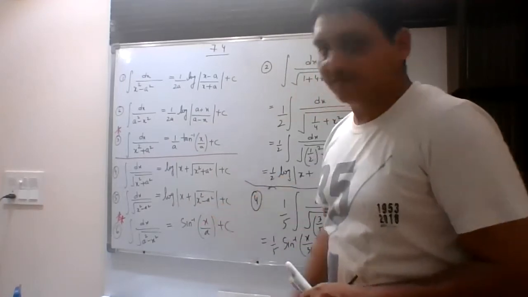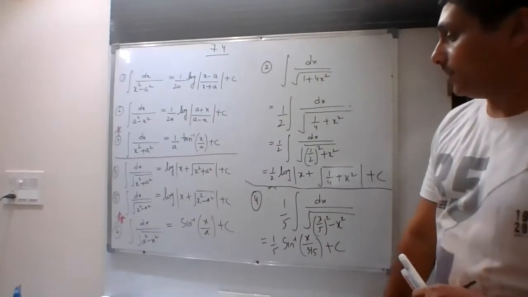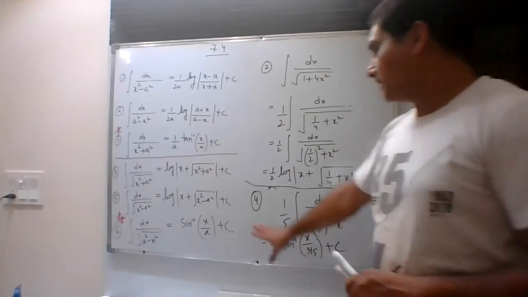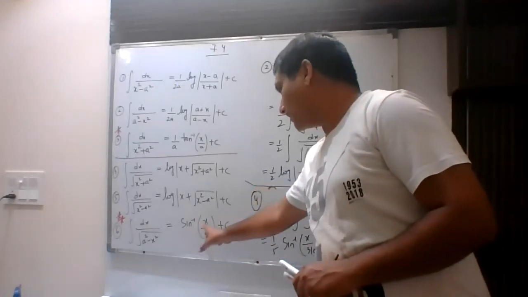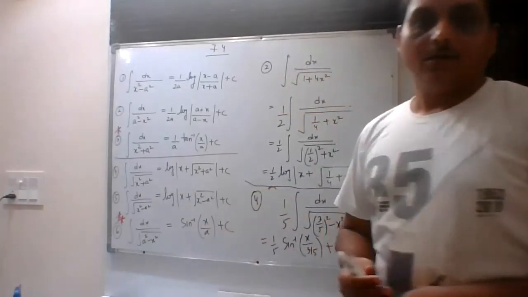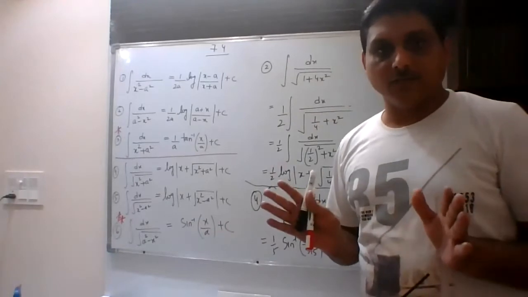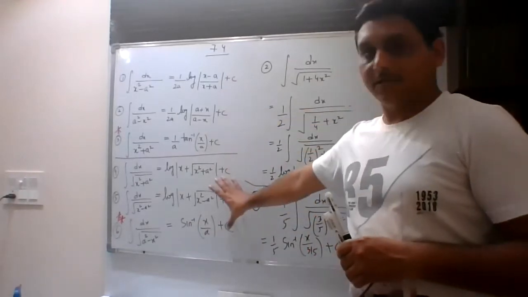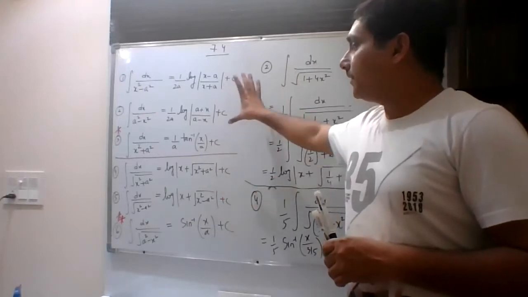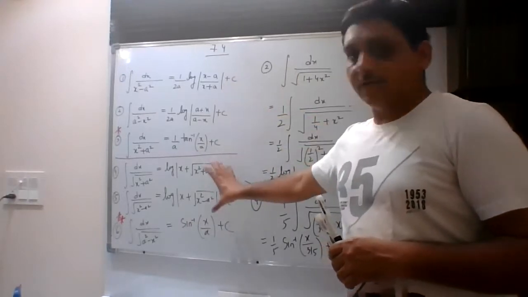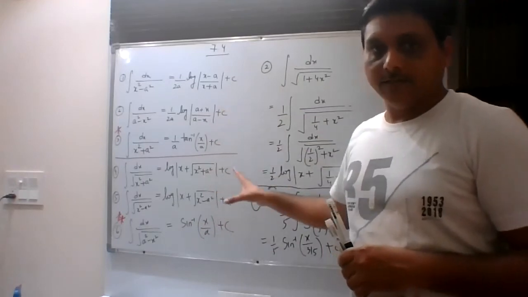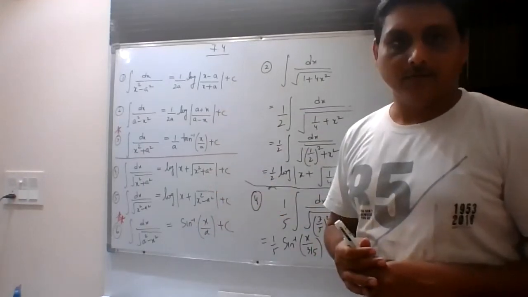Now look at the sixth one. This is dx upon under the root of a square minus x square. In this particular case, it is sine inverse x upon a plus c. Now first of all, these are six formulas. You have to divide them into three: first three and last three. These are the three formulas without root and these are with root, right? So just try to identify these and then accordingly we have to apply the formulas.